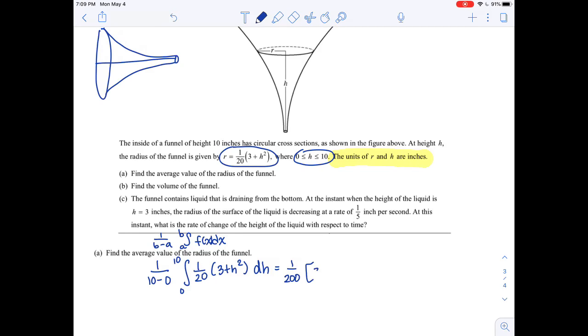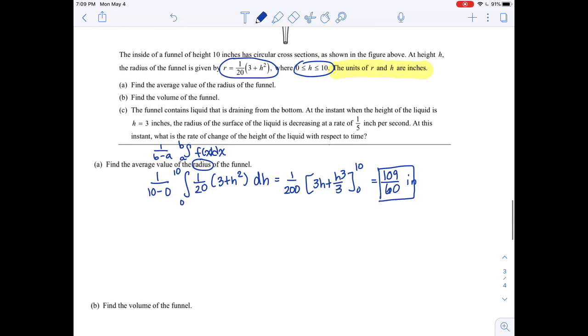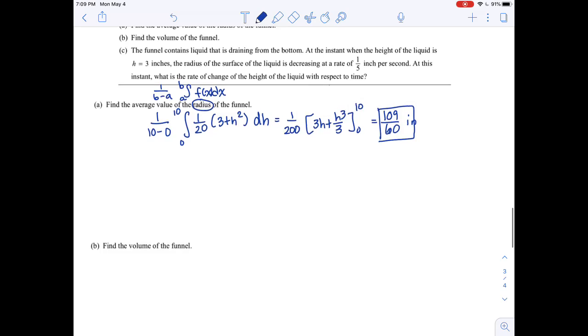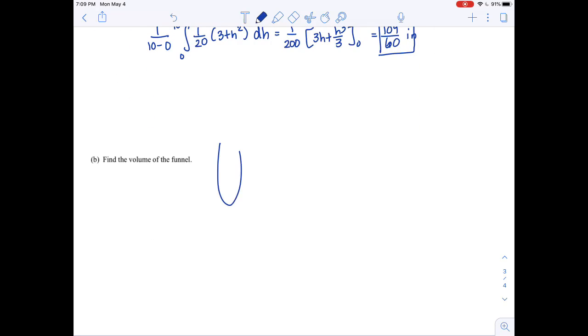I wanted to focus a little more on the setup, but eventually you should get something like 1/200 evaluating 3 plus h cubed over 3 from 0 to 10, and eventually you would see that that comes out to be 109/60 inches. Again, because you're talking about a unit for a radius, not an area or a volume. And again, remember, use those units, don't forget them, and also leave unsimplified answers.